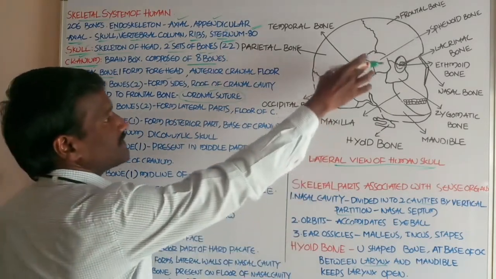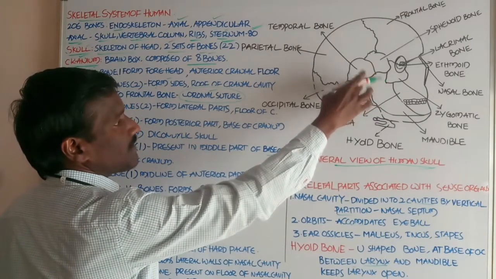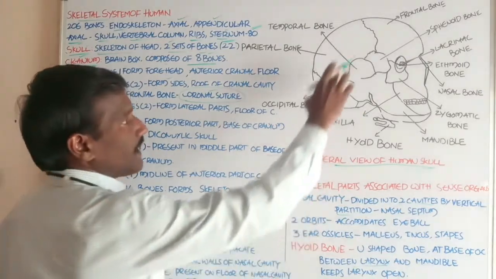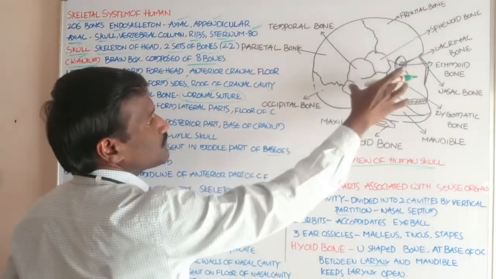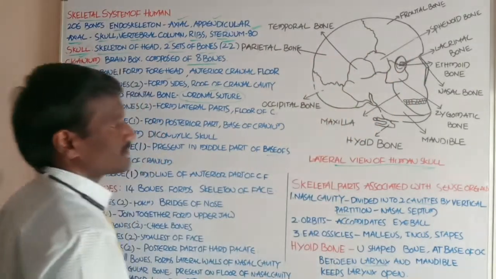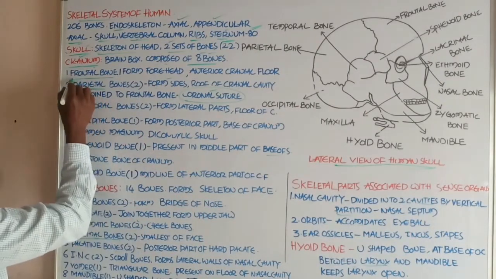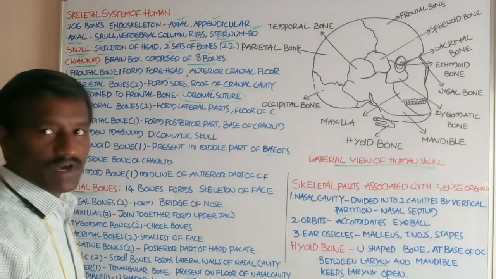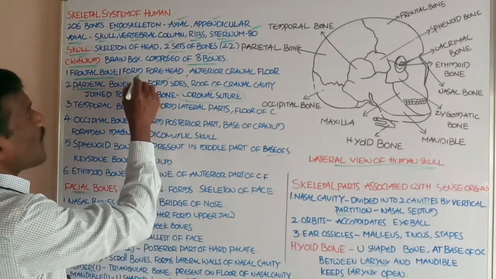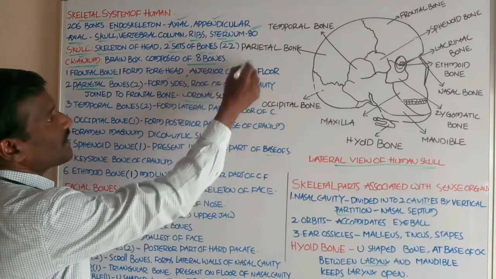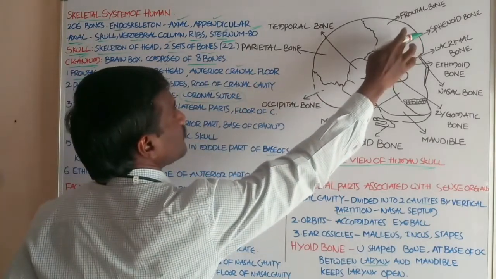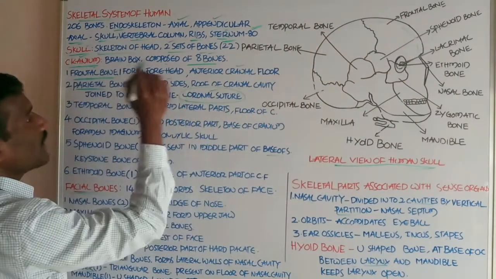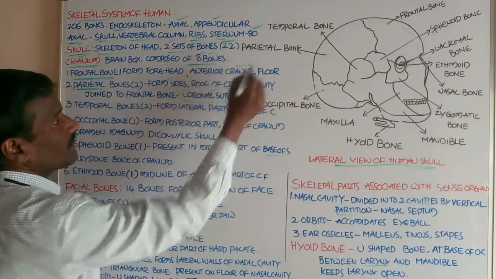Okay, student, this is the diagram which shows the lateral view of the human skull. And these are the different types of bones present in the region of the skull. The first one in the cranium is the frontal bone. It is 1 in number. The frontal bone forms the forehead and anterior cranial floor.